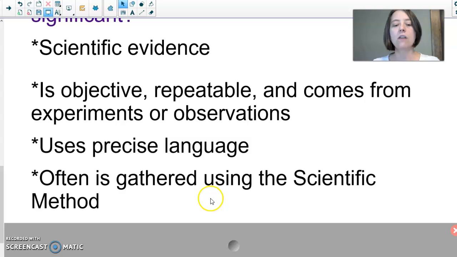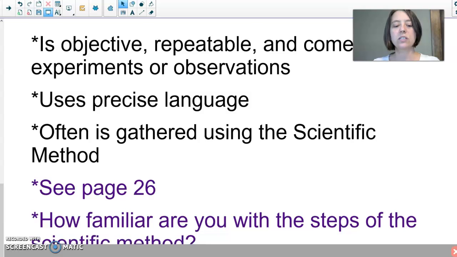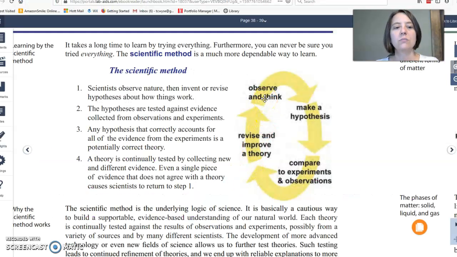Scientific evidence is often, not always, but often gathered using the scientific method. The question I have for you is, how familiar are you with the steps of the scientific method? Let's quickly review them on page 26. Starting out with the scientific method, you observe nature, invent or revise a hypothesis, you test your hypothesis against observations, or you conduct an experiment with variables and measure the dependent variable. Then you take that information, you share it with other people, you analyze it, and see what other people have gotten.